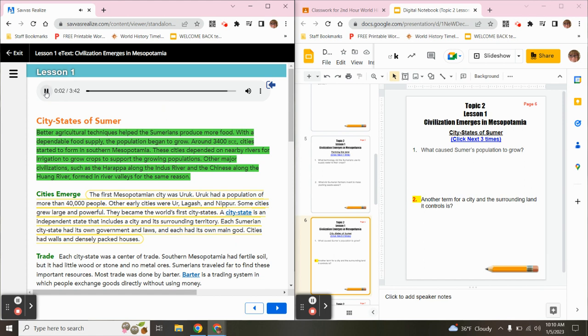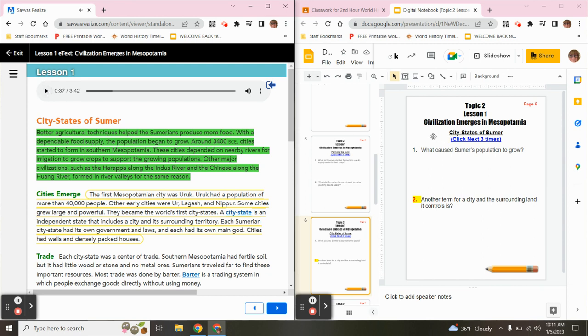City-states of Sumer. Better agricultural techniques helped the Sumerians produce more food. With a dependable food supply, the population began to grow. Around 3400 BCE, cities started to form in southern Mesopotamia. These cities depended on nearby rivers for irrigation to grow crops to support the growing populations. Other major civilizations, such as the Harappa along the Indus River and the Chinese along the Huang River, formed in river valleys for the same reason.